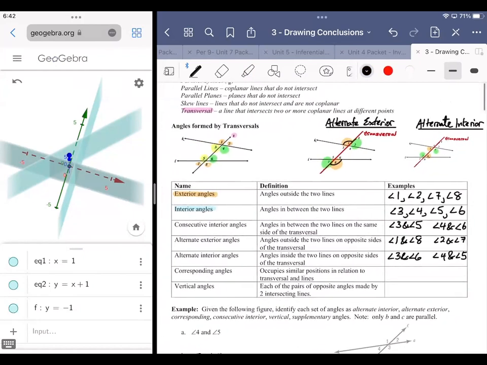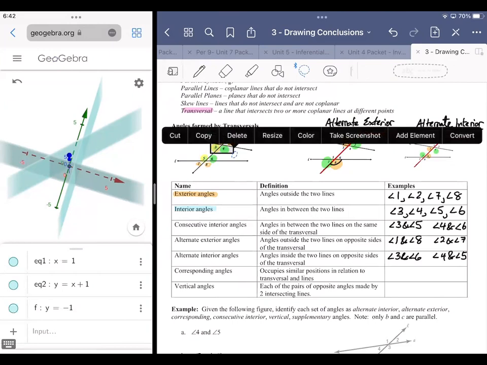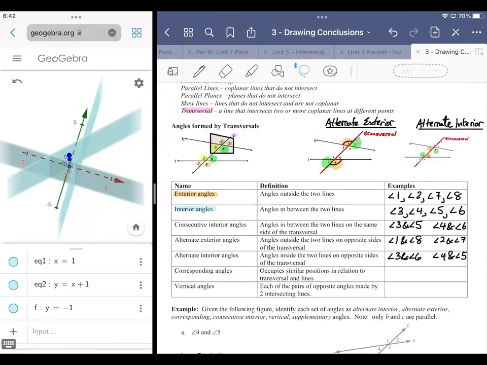The corresponding angles are a little bit easier to understand in terms of just positioning within the figure, because by definition they occupy similar positions in relation to the transversal and lines. If I'm looking at each cluster of angles, we have some angles that are acute, some are obtuse, but the idea is that they're going to occupy a similar position within each cluster, right? So 1 and 5, even though they're not the same size, occupy the same position, as in they're both on the upper left-hand side of that cluster. 2 and 6, both on the upper right-hand side of that cluster. 3 and 7, 4 and 8, right?